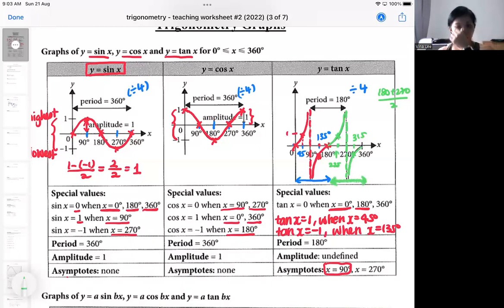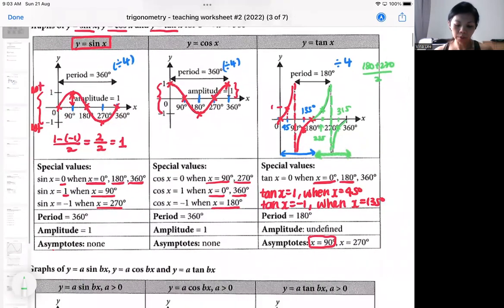Anyway, later on I'll be showing you the steps to draw. So at this moment, you just know this is the shape of the individual graph, and then you use the special values to help you to draw it nicely, not freehand. So even though it's a sketch, you still need to show important points, which are the special values, to guide you to get a proper shape. So all these are the basic graphs.